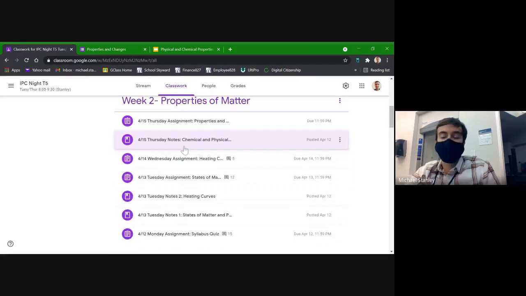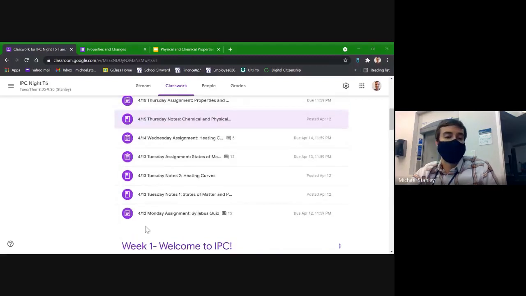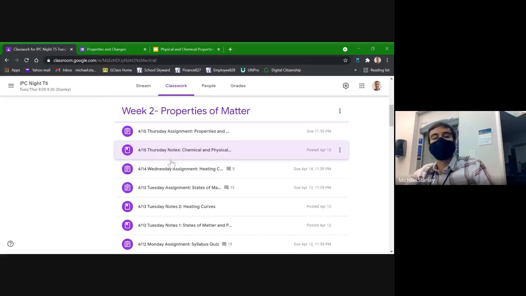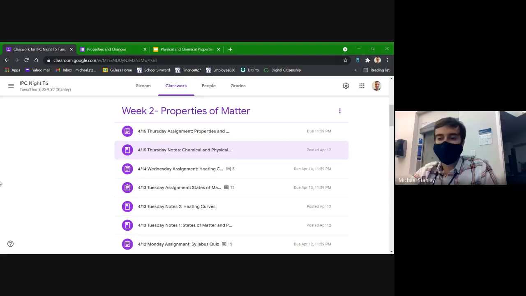And so it might be a pattern that you see as we go forward, where usually the Monday assignment will be some sort of simple question that's kind of a review from the last week. And then the Tuesday and Wednesday assignment will be based around the Tuesday notes. And then the Thursday assignment will be based around the Thursday notes. And that's pretty consistent, I think, for most of the weeks that we're going to go through here. Okay, thank you for clearing that up. Yep, no problem.